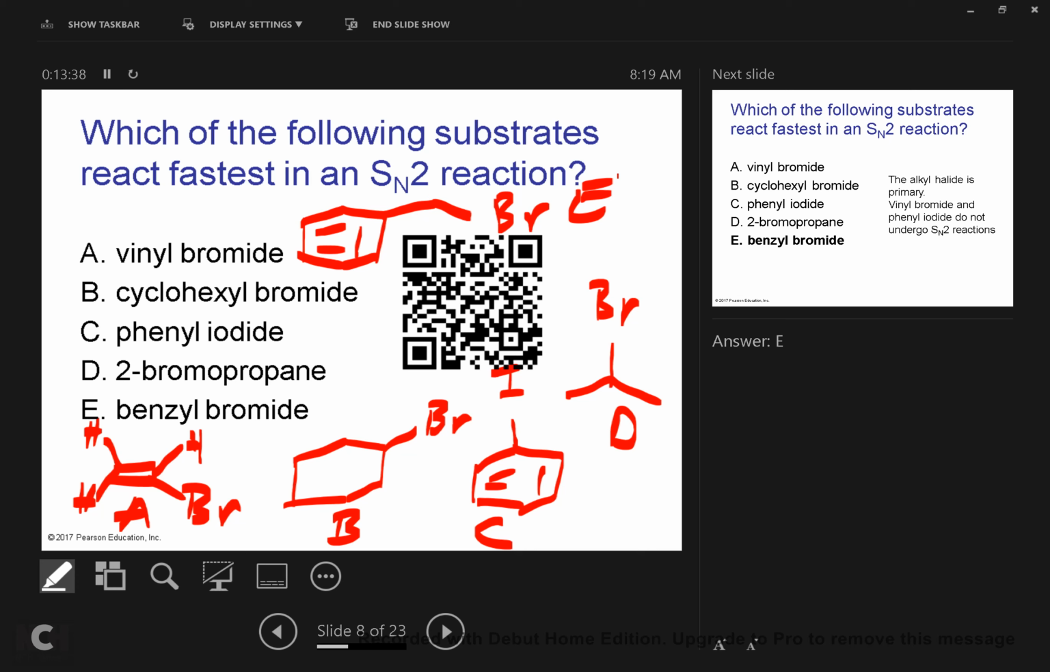Now that we have the structure, can we decide on which one now? Yes. We know it's E, but I didn't like the explanation. But now we have the structure. Can anyone guess why E is the correct answer? I will emphasize that we're looking at an SN2 reaction.